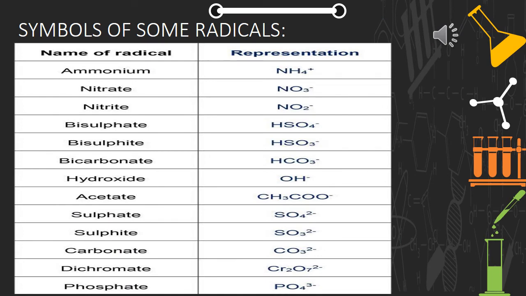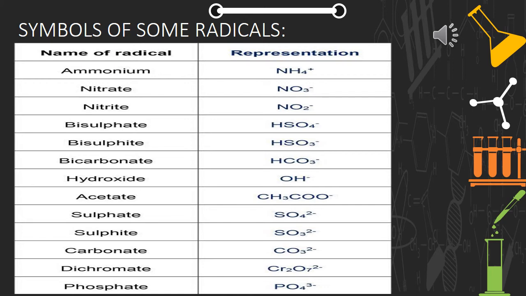Okay, these are the few radicals which are also used if you want to write any compound. Basically, a radical is a group of atoms of the same or different elements combined chemically that act as a single unit with a positive or negative charge. For example, you want to write ammonium chloride.